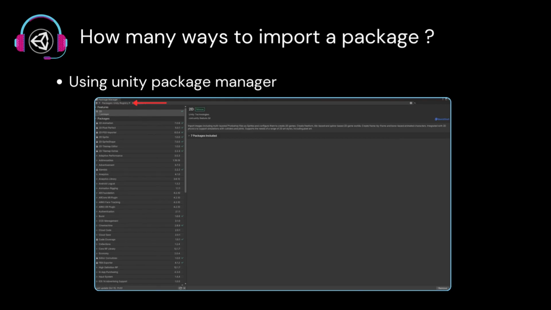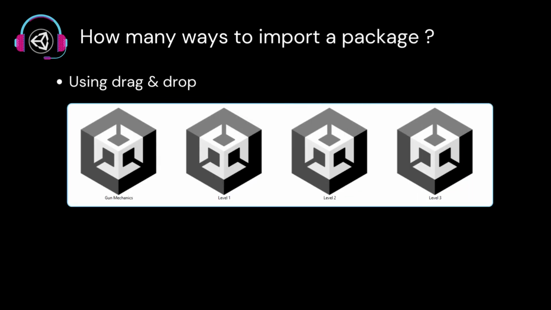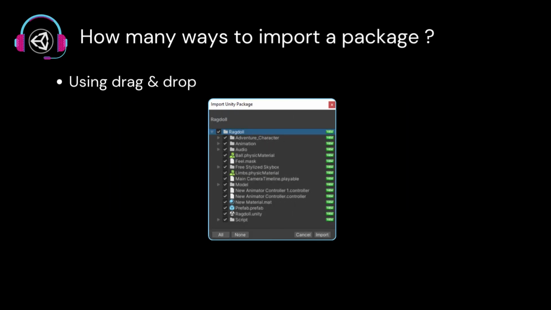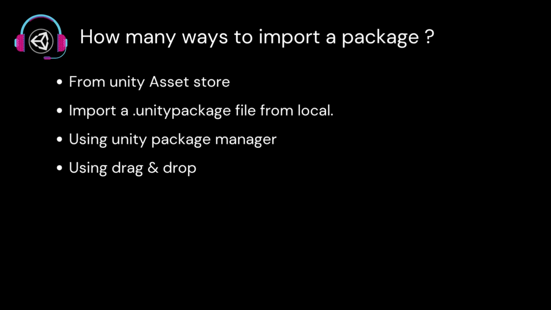For Git or local packages, click on the plus icon at the top left corner. There will be options that let you add a package from disk, Git URL, tarball file, or you can find a package by name. There is also another way of importing a package: drag and drop. Simply drag a .unitypackage file directly into your project window and Unity will prompt you to import. By all these ways, you can import a Unity package into your Unity project.